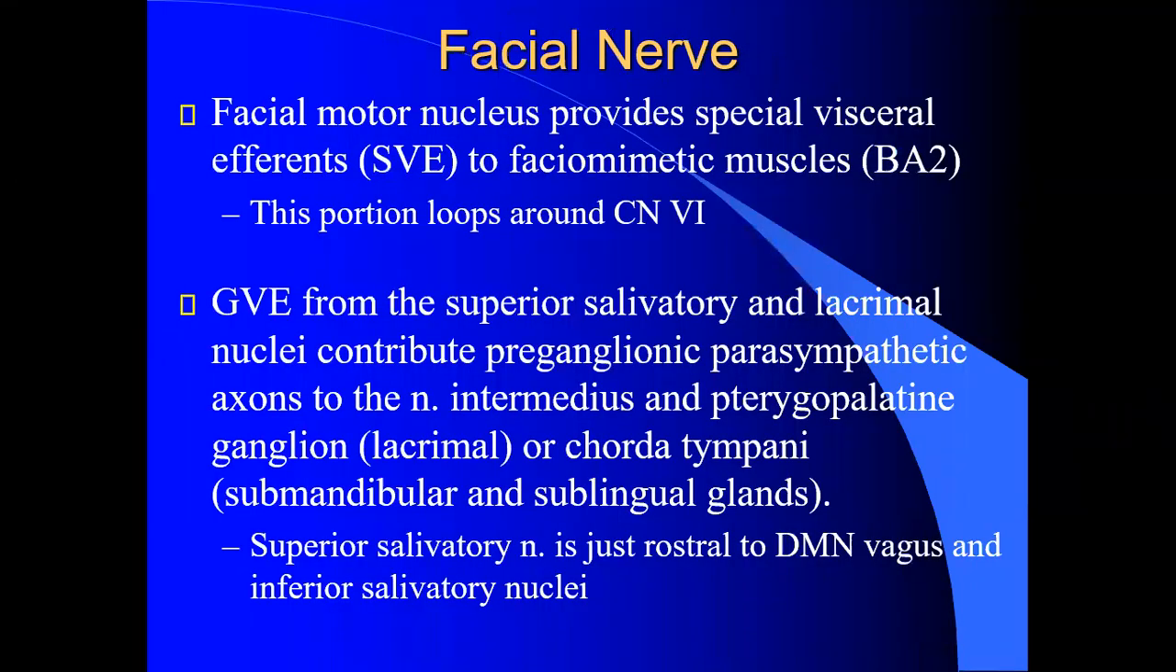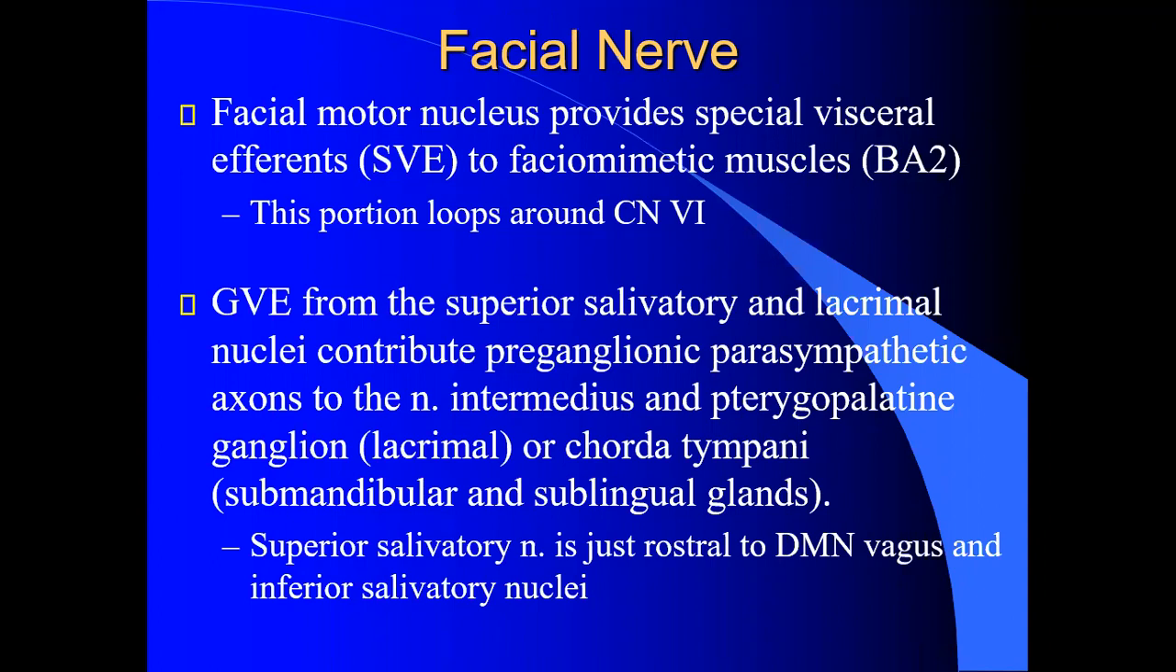So the facial motor nucleus provides special visceral efferents to the facial mimetic muscles, and it's called special rather than somatic because it's off the branchial arch 2. This is also famous for its loop around cranial nerve 6, and we're going to look at that.